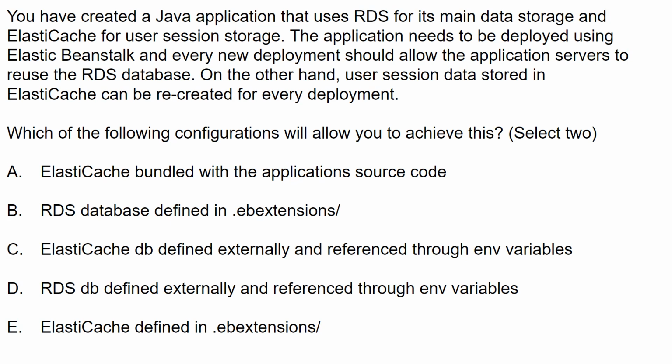Select two. A, Elasticache bundled with the application source code. B, RDS database defined in EB extensions. C, Elasticache DB defined externally and referenced through env variables. D, RDS DB defined externally and referenced through env variables. E, Elasticache defined in EB extensions.